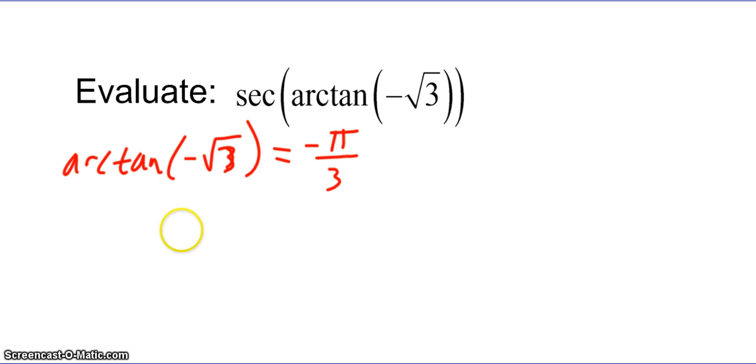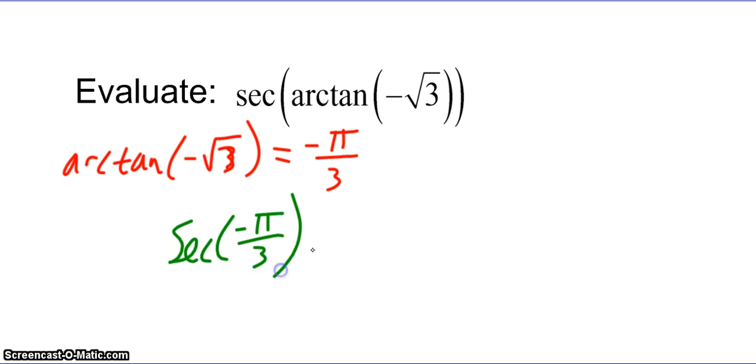So now the question becomes, what is the secant of negative pi thirds? Well, negative pi thirds is the same as 5 pi thirds. The x value at 5 pi thirds is 1/2, so the reciprocal of that is 2. So our answer here is 2.